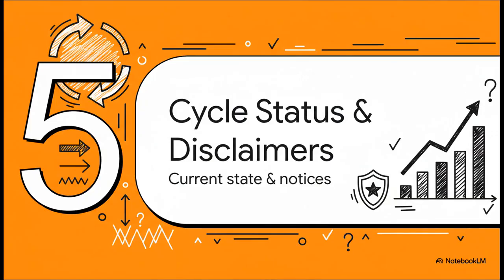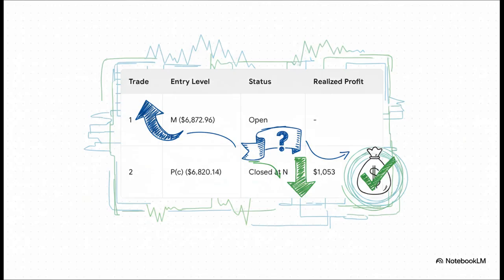So after all that, where does that leave the cycle right now? Let's do a quick summary of the current status of the positions, and then, of course, we absolutely have to cover the mandatory disclaimers. Okay, so to recap, the first trade, the one that was initiated at level M, is still open and active. The second trade, which we entered at level PC, is now closed. This pretty much completes our documentation all the way up to the end of phase 3.